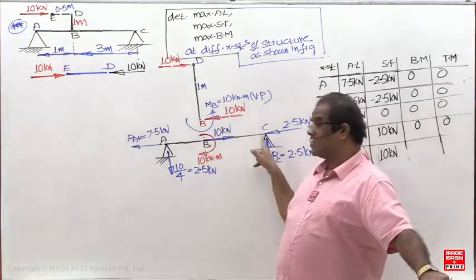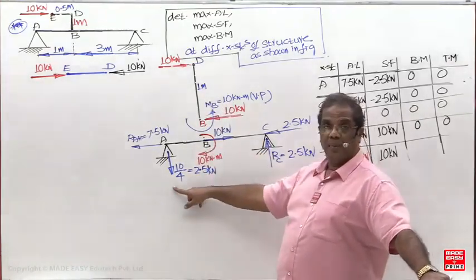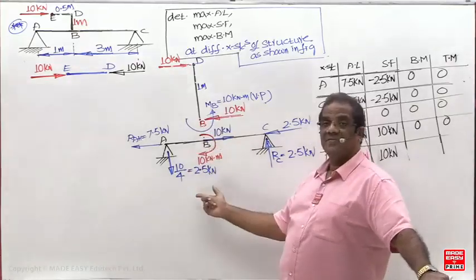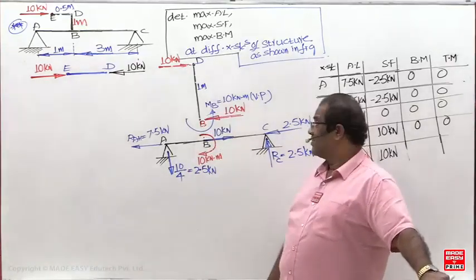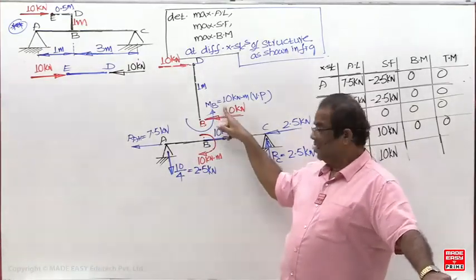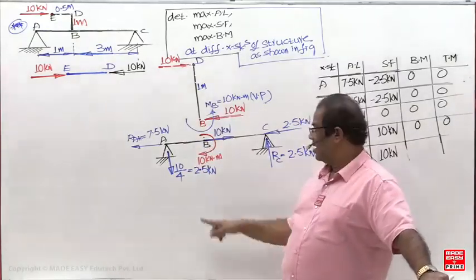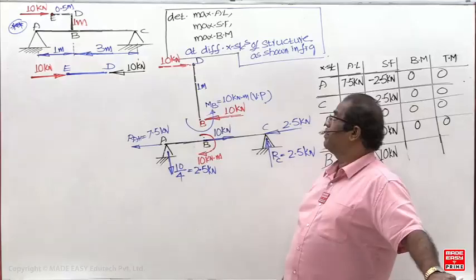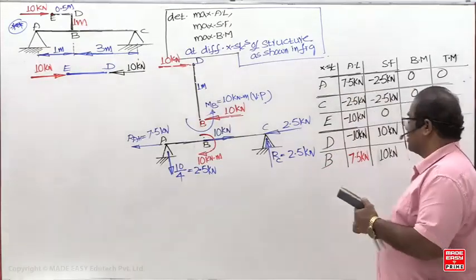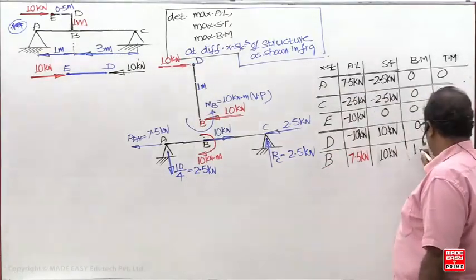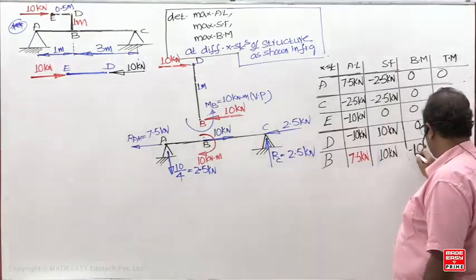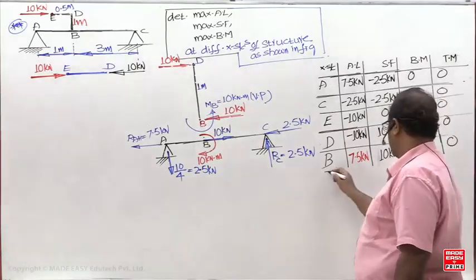Similarly, when B belongs to BC, by neglecting 2.5 minus, if we consider 7.5. So what is the larger value now? Here minus 10. When B belongs to AB, 2.5. When B belongs to BC, 7.5. So what is the larger of the values now? 10. Minus 10.